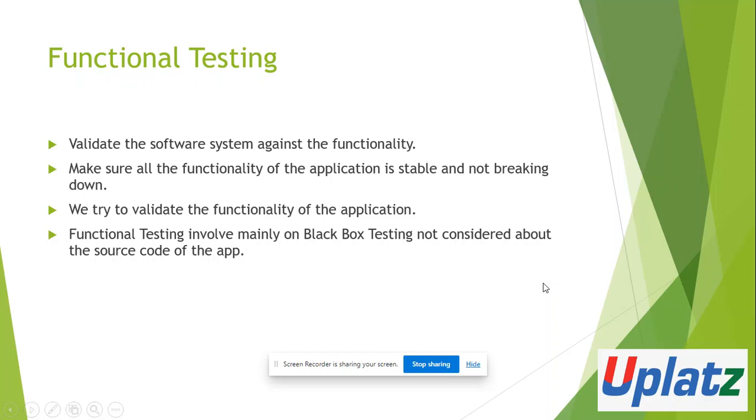So let's see what is functional testing. Functional testing is nothing but ensuring your application is functionally stable, where you validate the software system against the functionality. As a tester, I'll make sure all the components are functionally stable and not breaking down. We try to validate the functionality of the application. Functional testers do not get involved in any of the code. They perform black box testing.